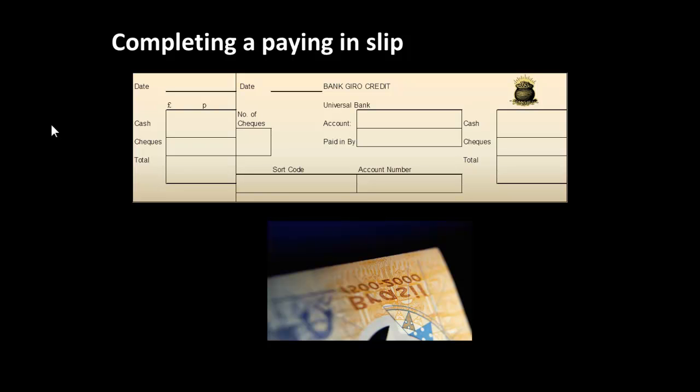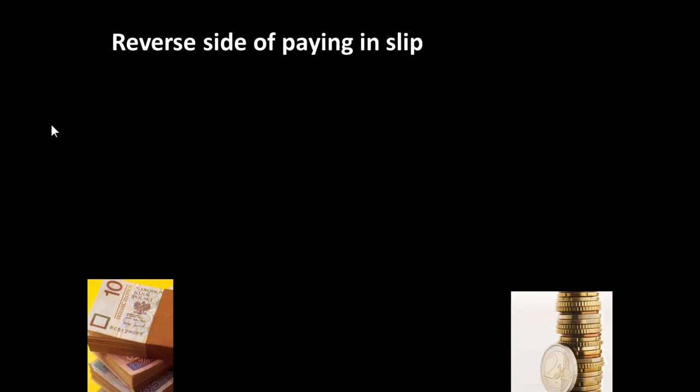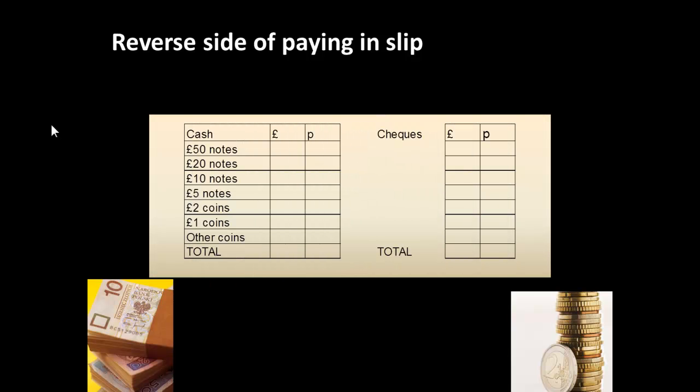So we need a breakdown of that, and that's usually on the reverse side of the paying in slip. And the reverse side normally has a space to show the breakdown of cash, £50, £20, £10, £5 notes, and £2, £1 coins, and other coins, and space for the total. And on the other side, on the right, where you can write the details for each cheque, in other words the amount for each cheque that you are paying in.